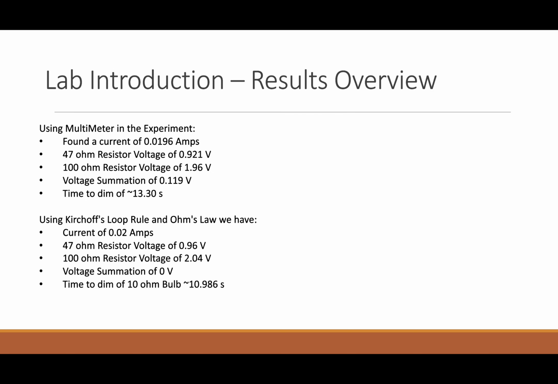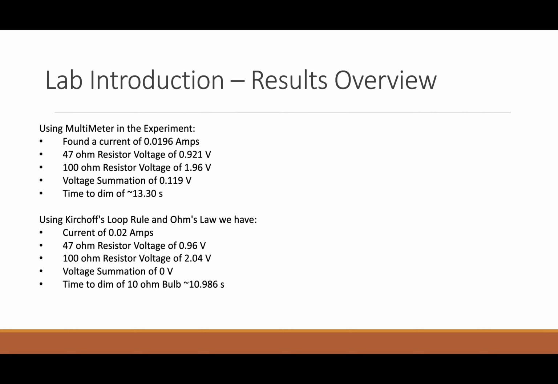Lab introduction, results overview. Using a multimeter in the experiment, we found a current of 0.0196 amps, a 47 ohm resistor voltage drop of 0.921 volts, a 100 ohm resistor drop of 1.96 volts, and a voltage summation of 0.119 volts. The time to dim for our light bulb in the capacitor circuit was 13.3 seconds.